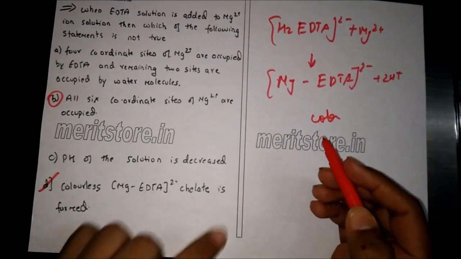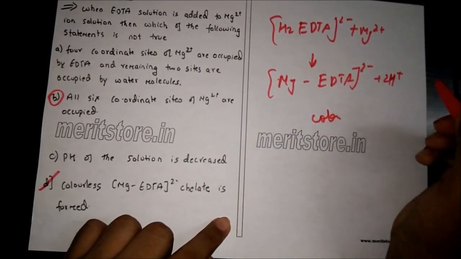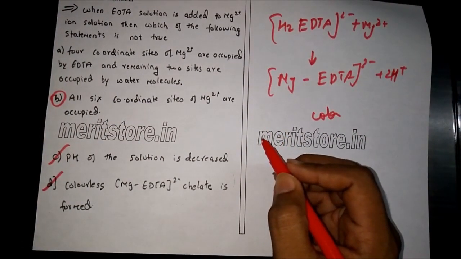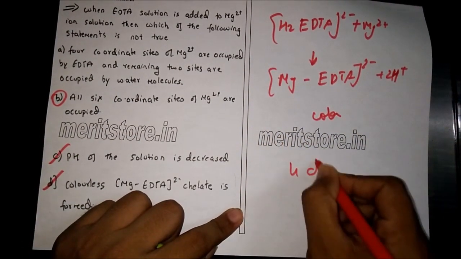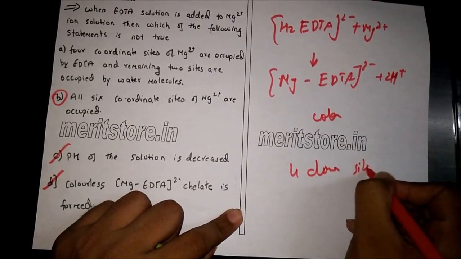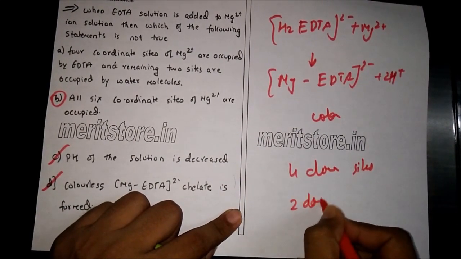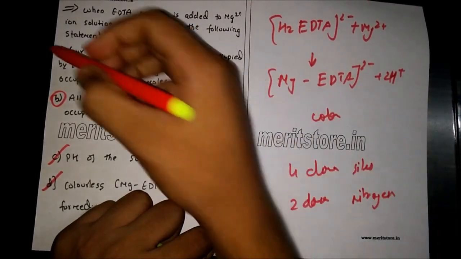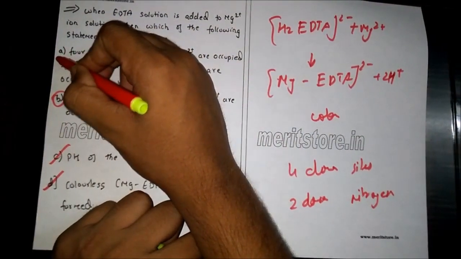Now, an increase in the H+ decreases the pH of the solution. Therefore, option C is also correct. However, option A is incorrect, since in this complex 4 donor sites are occupied by oxygen and 2 donor sites are occupied by nitrogen. Therefore, option A is the correct answer, or rather the incorrect statement.